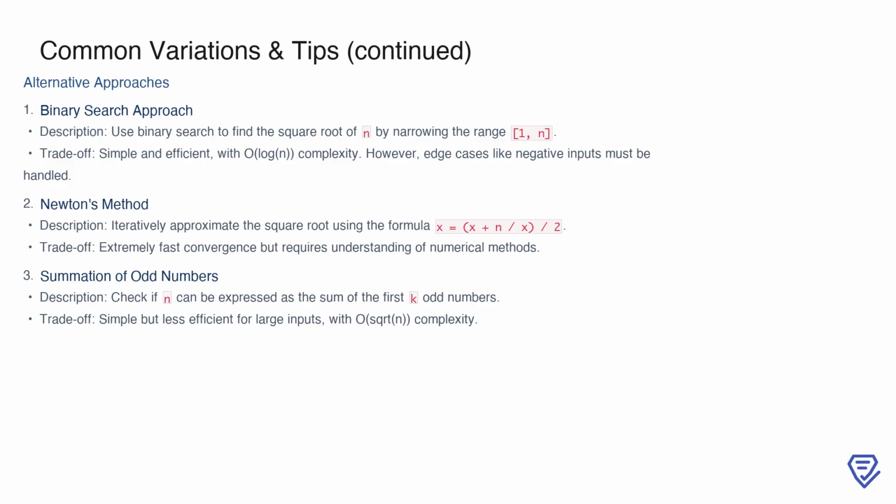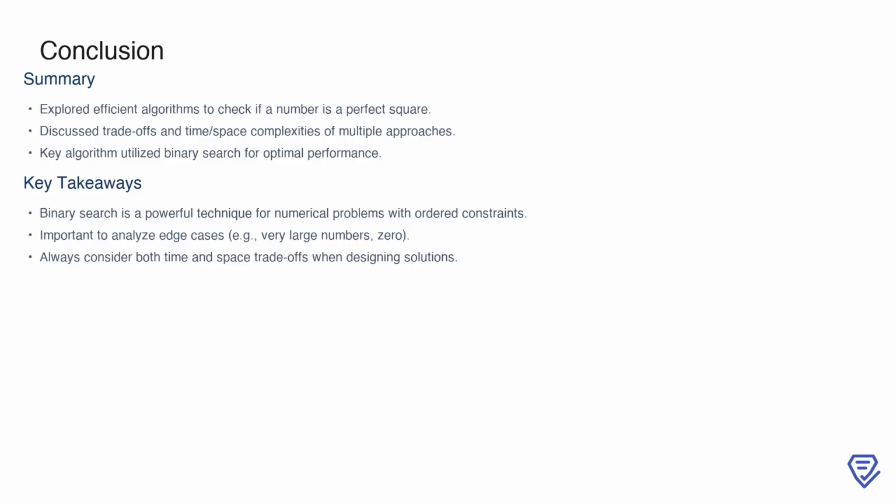While it's highly efficient, it does require a good understanding of numerical methods. Finally, there's the summation of odd numbers approach, which leverages the property that every perfect square is the sum of consecutive odd numbers. While this method is simple and elegant, it's less efficient for large inputs, with a time complexity of O(n). Each of these methods has its strengths and trade-offs, so choose the one that best fits your problem's constraints and requirements. That wraps up this session.